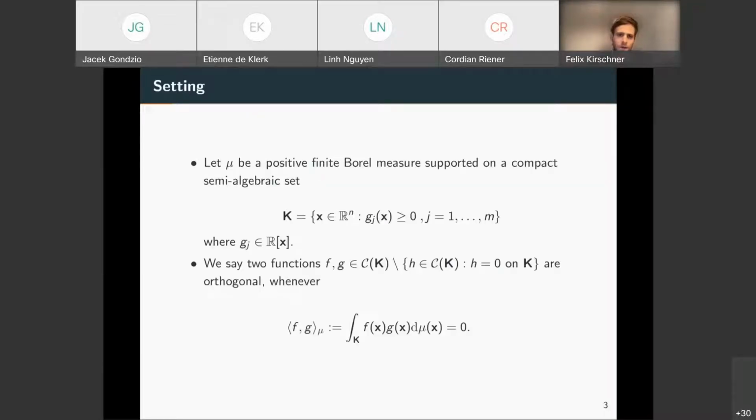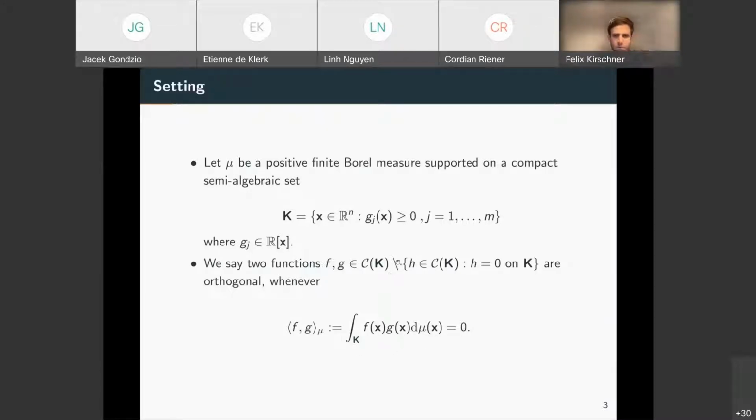And let's have a look at the setting. So for mu being a positive finite Borel measure that is supported on a compact semi-algebraic set K, which will be described by these polynomials g_j here. For such a measure and such a set, we will say that two functions are orthogonal whenever the product of the two functions integrated over K with respect to mu is 0.